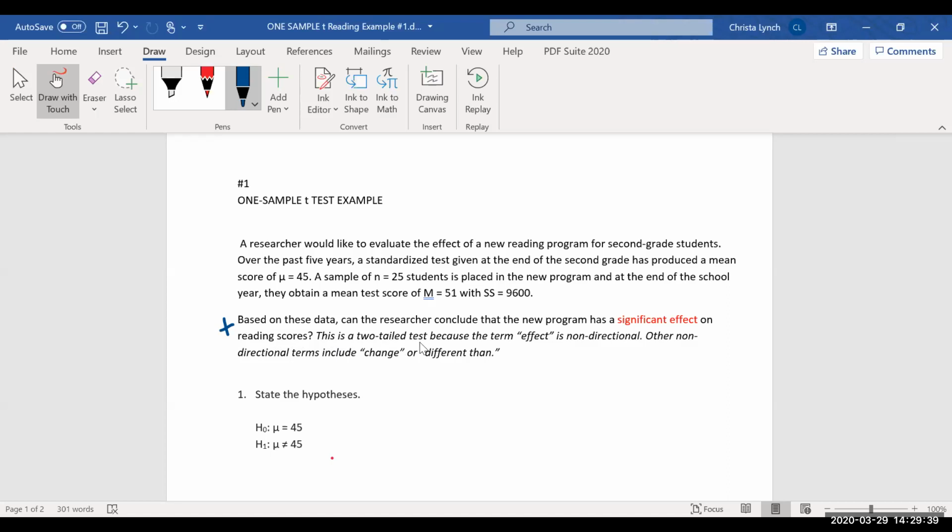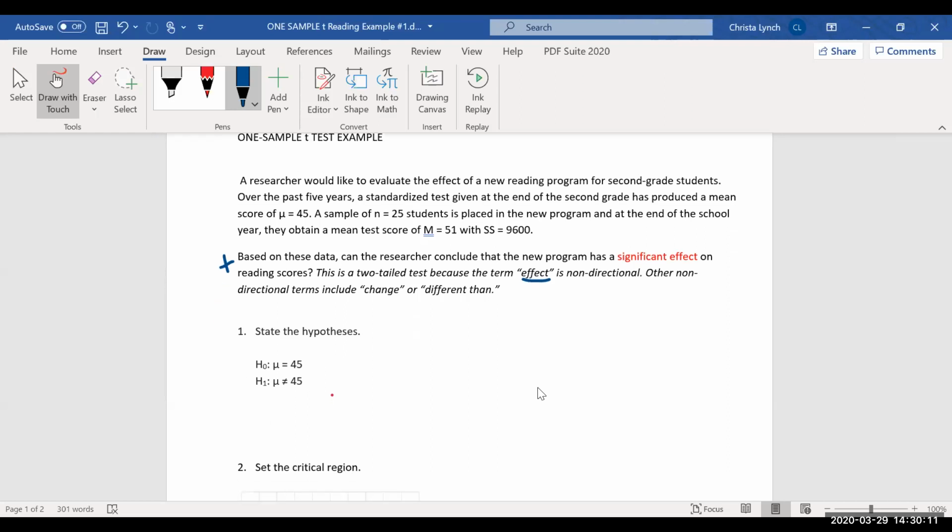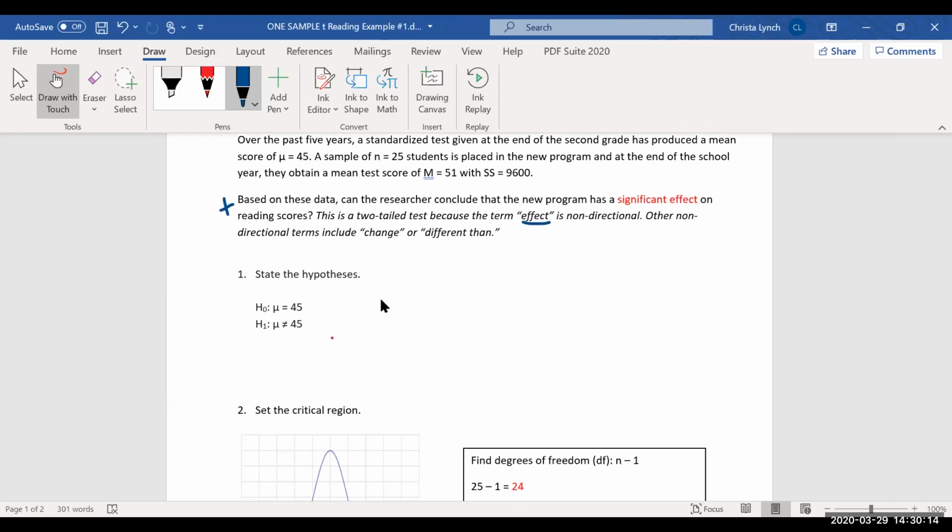This is a two-tailed test because the term effect is non-directional, okay? Other non-directional items would include change or different than. So what that means is we don't care if the effect of the program is better or worse, has increased reading scores or decreased reading scores, as long as it has shifted far away from the population mean in either direction. So we'll state the hypotheses first.